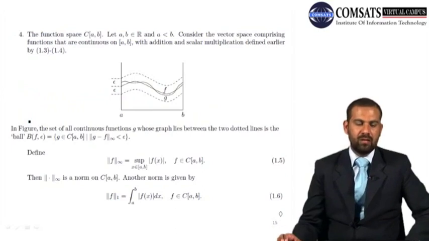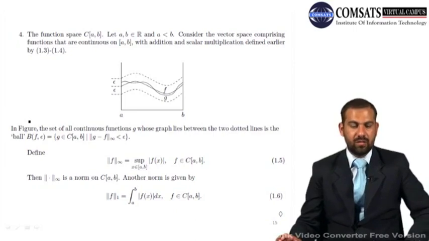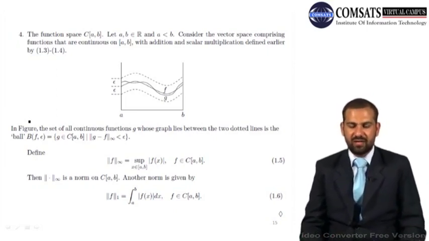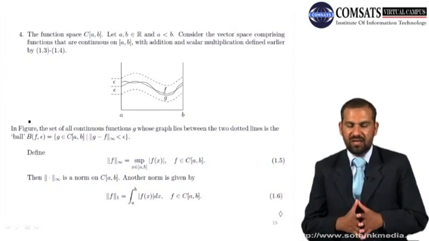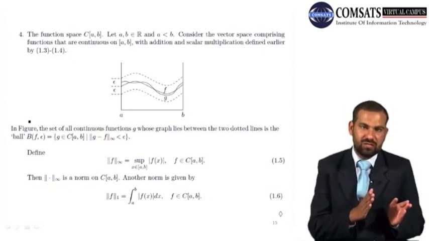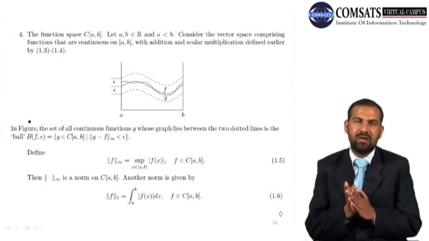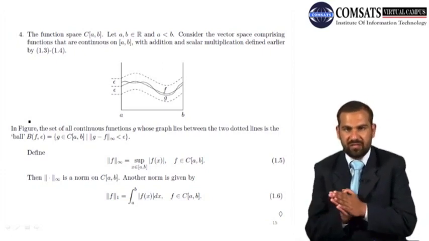Another beautiful example is the space of all continuous functions defined on the closed interval [a, b], where a and b are two real numbers with a strictly less than b. Now consider the vector space comprising the functions that are continuous on this closed interval. With addition and scalar multiplication, we already saw earlier that the sum of two continuous functions is a continuous function, and when you multiply a scalar with a function, it multiplies each value of f(x).